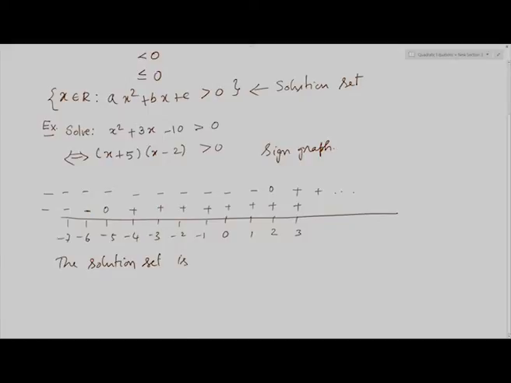from minus infinity to minus 5, union 2 to infinity, open intervals. The points x equal to minus 5 and x equal to 2 should not be included here, because we have the strict inequality. So, this is the solution set.